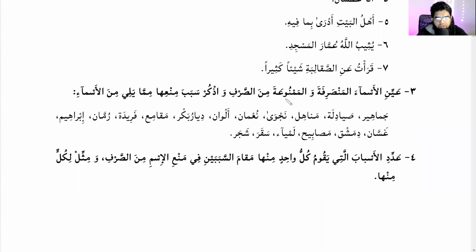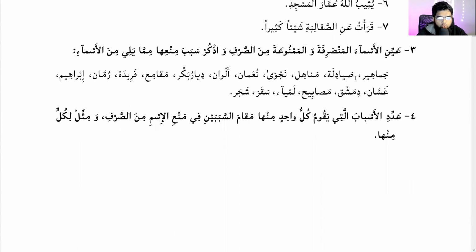عين الاسماء المنصرفة الممنوع من الصرف واذكر سبب منعه مما يلي. Again, diptotes and triptotes, and find out the reasons. Jamahiru, right? You have an alif and three letters, and the middle letter is ya with a sukun, or just sukun. So yes, a triptote. Sayadilah. Okay, alif and three letters, but the middle letter has a haraka. It's also taking ta marbuta. So sayadilatun.